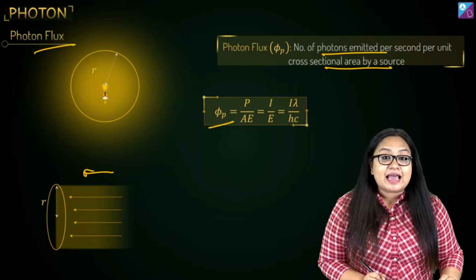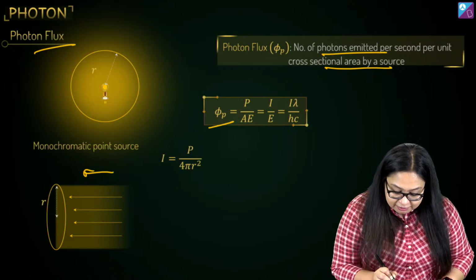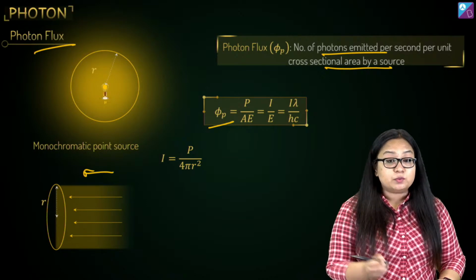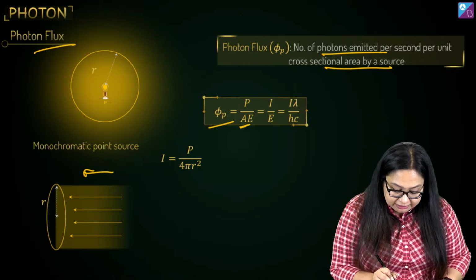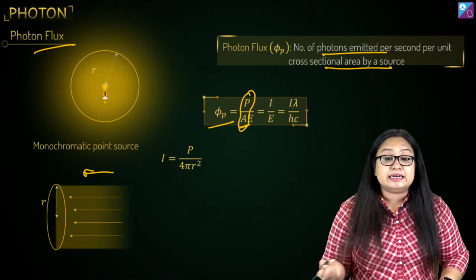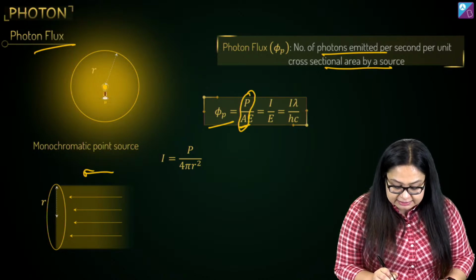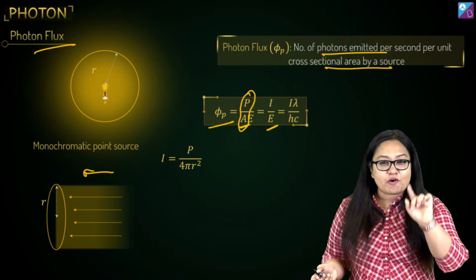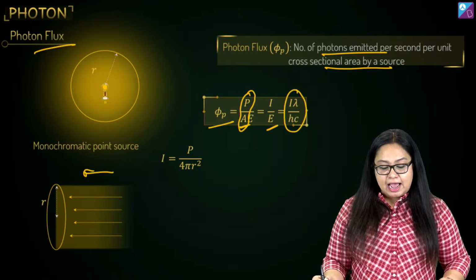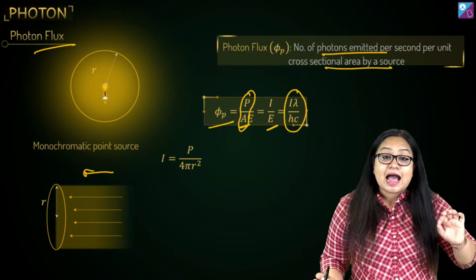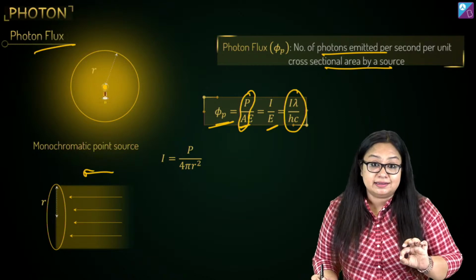Now, we already have the N value. So photon flux is equal to P by E, which was N, divided by cross-sectional area also, so P by A E. Now, P by A is intensity. Power per unit area is intensity. So this is intensity divided by E, where E is the energy of one photon, which is hc by lambda. I substitute over here and I get I lambda by hc. This gives me photon flux in terms of intensity.